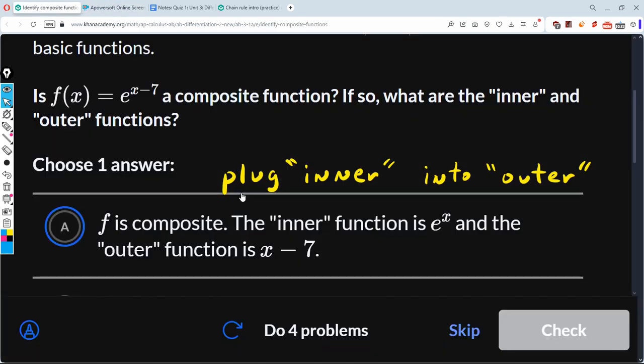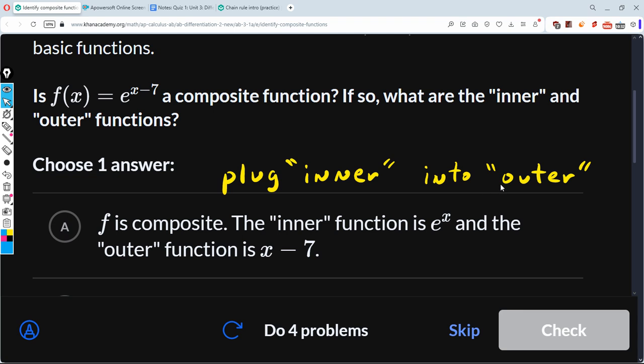Recall we said in the instructions you want to plug the inner function into the outer function. So let's do that for answer choice A. The inner function is e to the x, and the outer function is x minus 7. So let's say we take e to the x and plug it in place of x for x minus 7. Well, you're going to get e to the x minus 7. You can say f of x equals if you like.